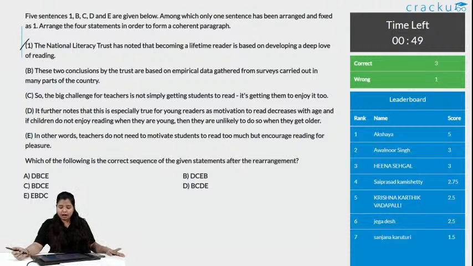I can see one perfect score of 5, and this is Akshaya. The others are Alvanur and Hina with the same score, and then Sai Prasad with 2.75, Krishna Karthik with 2.5, and Jiga again with 2.5, and Sanjana with 1.5.